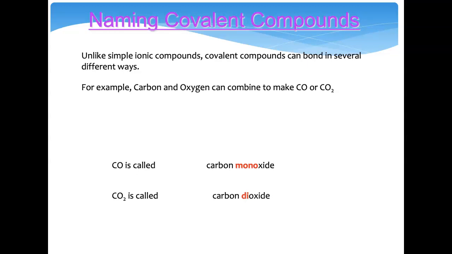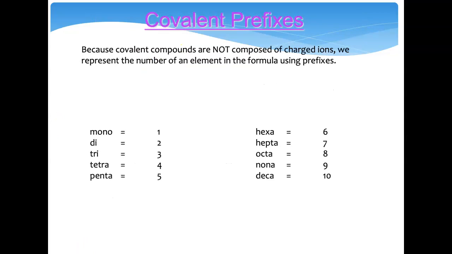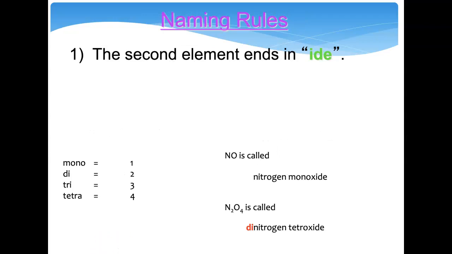And so what we do when we're naming covalent compounds is we use prefixes to let everybody know that this is 1 carbon and 1 oxygen, or 1 carbon and 2 oxygens. And so these prefixes become pretty handy. And here they are. You might want to snap a picture of that. These also come right from your textbook so that you can see how many atoms are present. All right, and so if you take a look, here's some examples for you. Nitrogen monoxide, but N2O4 is dinitrogen tetraoxide.